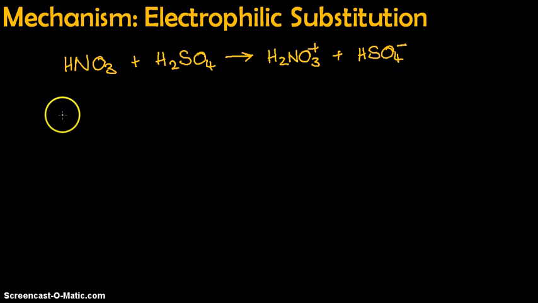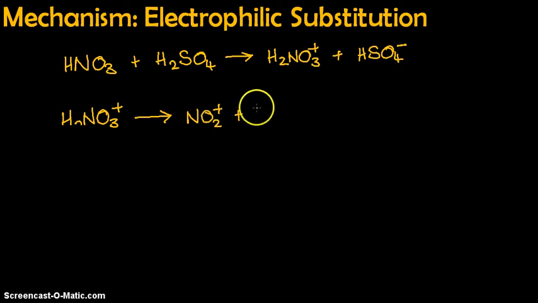The second step, and the bit we're really interested in here in terms of generating our NO2 electrophile, is that the H2NO3+ falls apart in this second stage and we make NO2+. So that's our electrophile, and water. At this point in this sort of reaction scheme that I'm showing here, the location of the positive charge isn't important. This next step, it becomes important.